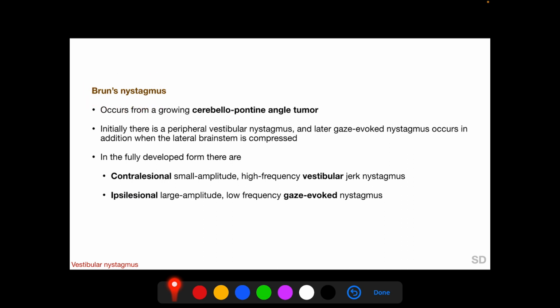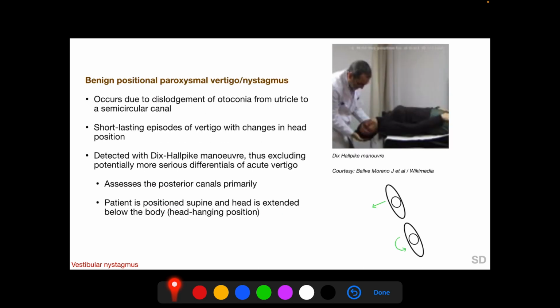Brandt's nystagmus occurs from a growing cerebellopontine angle tumor. Initially the 8th cranial nerve is involved and we will get a peripheral vestibular nystagmus, and later as the brainstem is compressed we will get a gaze-evoked nystagmus. So in the fully developed form there is a contralesional vestibular jerk nystagmus which is of small amplitude and high frequency, and there is an ipsilesional gaze-evoked nystagmus which is of large amplitude and low frequency.